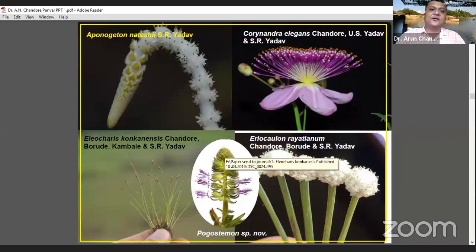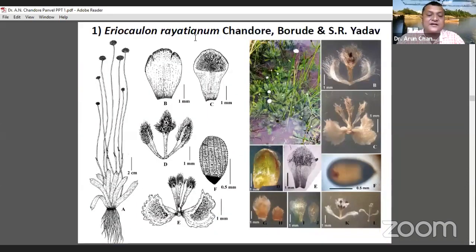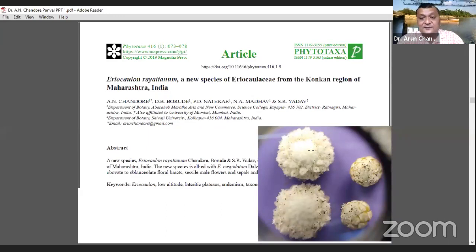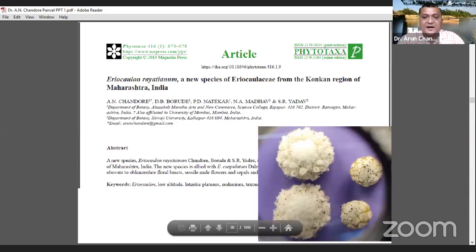Here, I am happy to inform you that we have described this beautiful species, Eriocaulon retianum, named after our educational institute, Ray Shikshan Sanstha, and this paper was published in Phytotaxa Journal. This species is unique and closely allied to another endemic plant, Eriocaulon cuspidatum. You see, morphologically you can distinguish these 2 species. This is the large head, Eriocaulon retianum, and this small head is Eriocaulon cuspidatum. With a microscope you will get differences, but morphologically you can see the differences.